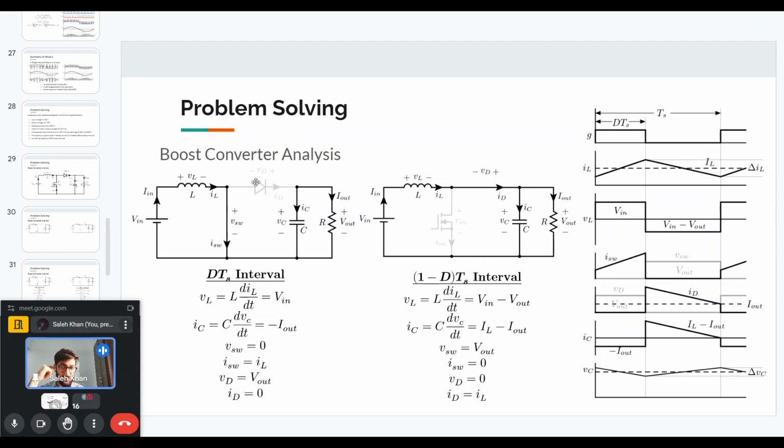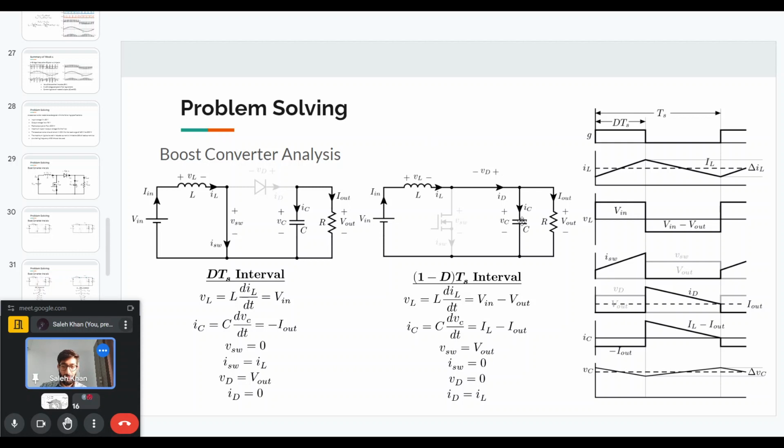Similarly, when the diode is off, the voltage that is blocked by the diode is the output voltage. So in the case that is shown here, the input voltage is 30 volt and the output voltage is 75 volt, then both the diode and the switch have to block a voltage that is equal to 75 volt.